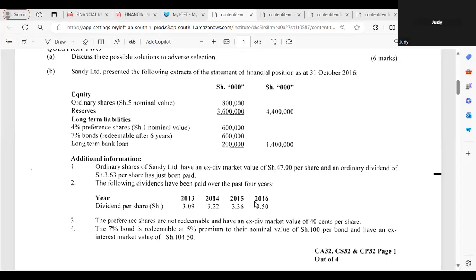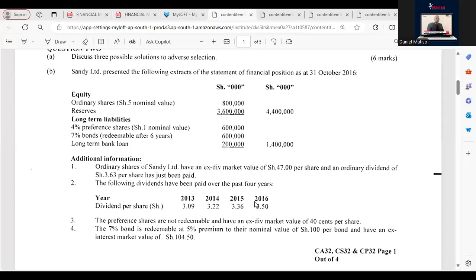Okay. So Sunny Limited presented the following extracts of the statement of financial position as at 3rd October 2016. They have given you the equity and the long-term liabilities. The additional information, note number 1: the ordinary shares of Sunny Limited have a cum-dividend market value of 47. In most cases, when you see cum-dividend, it means the market price already includes the dividends which have already been declared.